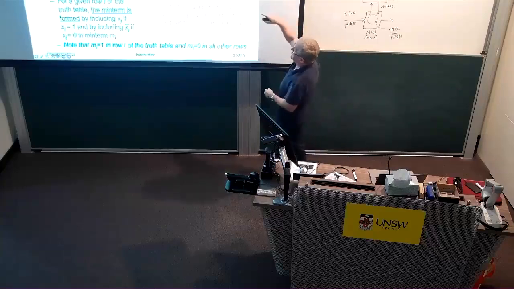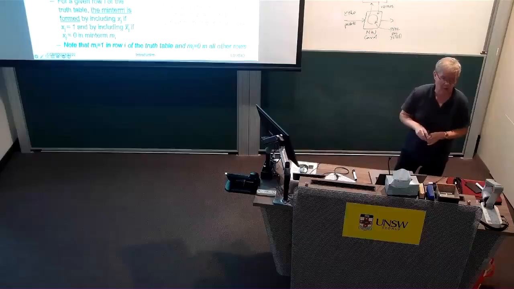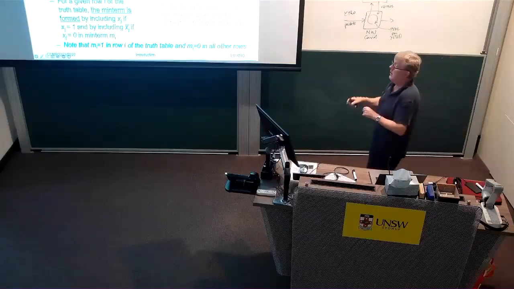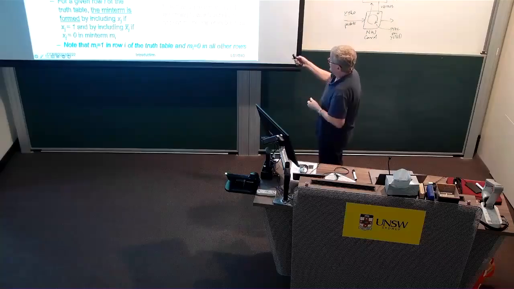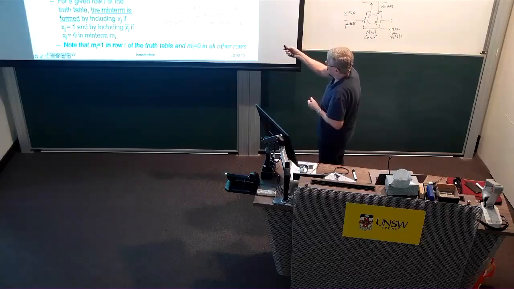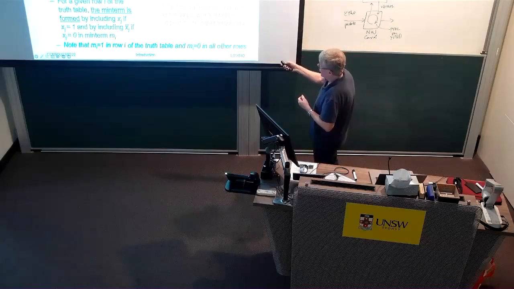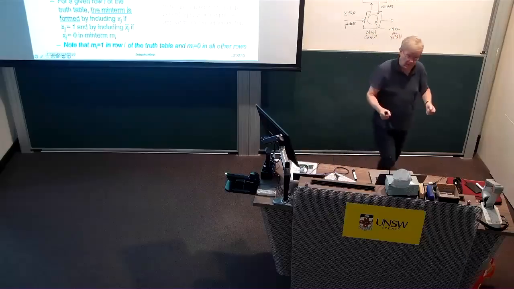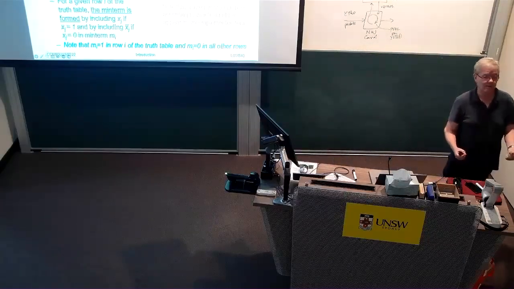So the min term is only 1 in its corresponding row, and it's going to be 0 in all other rows, taking the valuation for those variables. M0 is going to be 1 in row 0, because in that row, every one of these variables has a valuation of 0, and therefore its complement is going to be 1, and therefore M0 is going to be 1. But in any other row, at least one of those variables is 1, and therefore its complement is going to be 0, and therefore M0 has to be 0.